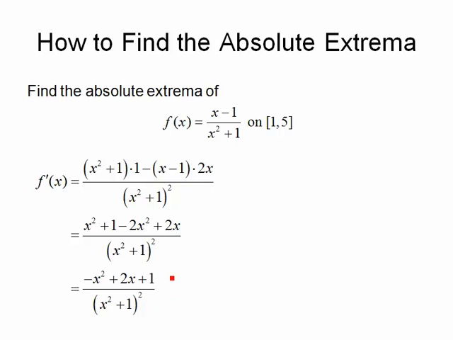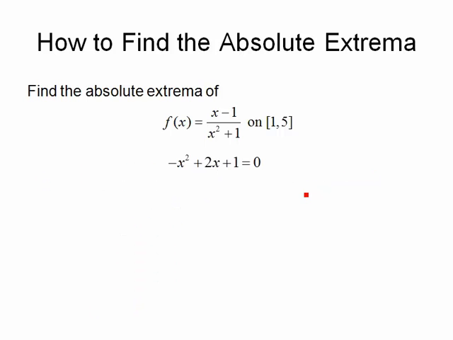In order for this to be equal to 0, we're going to have to set the top equal to 0. Remember, the bottom's never equal to 0, so we're not going to have any places where this derivative is undefined. So I'm going to set minus x squared plus 2x plus 1 equal to 0. A quick look at that says that's going to be one that I don't think I can factor easily. So the way to find the solutions to this is to go ahead and use the quadratic formula.